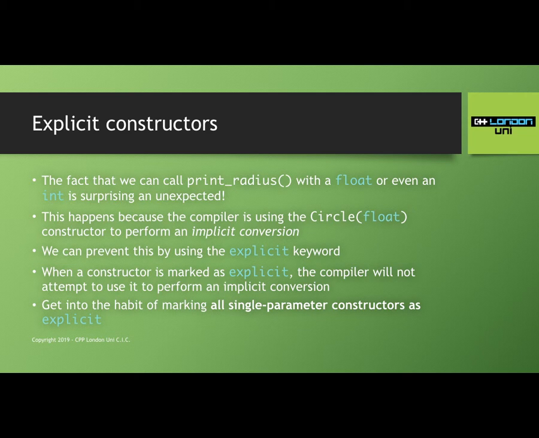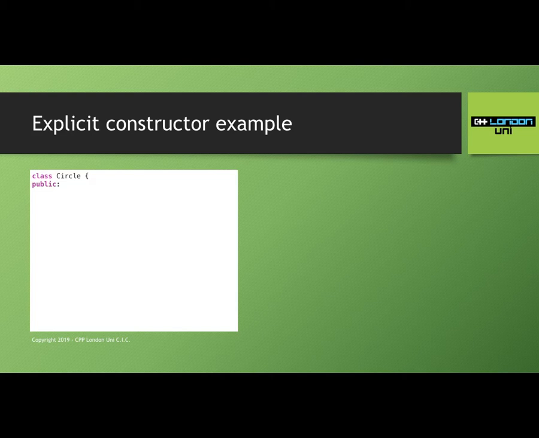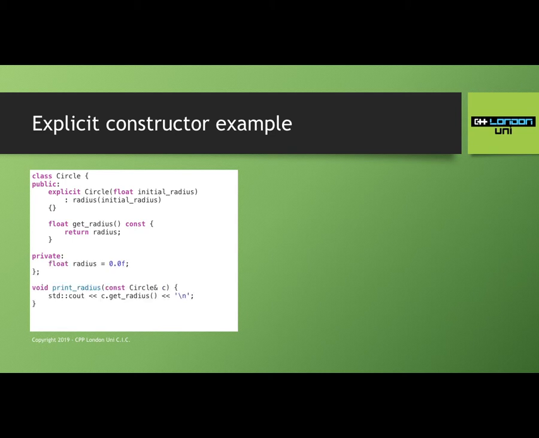Single argument constructors. You can put it in front of other constructors, it does no harm, but it doesn't really do any good either. It's only really relevant to constructors which take a single argument, because those are the ones that can form an implicit conversion sequence. So this slide is exactly as it was before, with one little change, one extra word, and that's the word explicit in front of the circle constructor. And what this means now is that this constructor cannot be used for an implicit conversion.